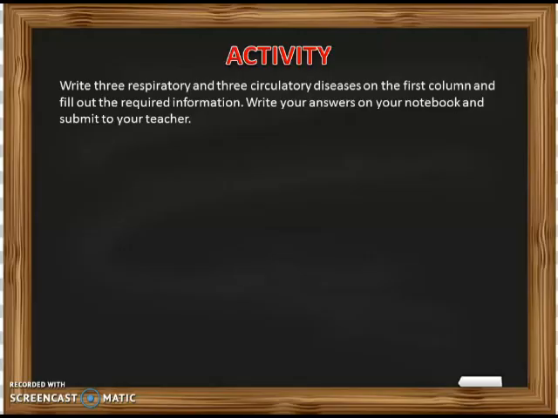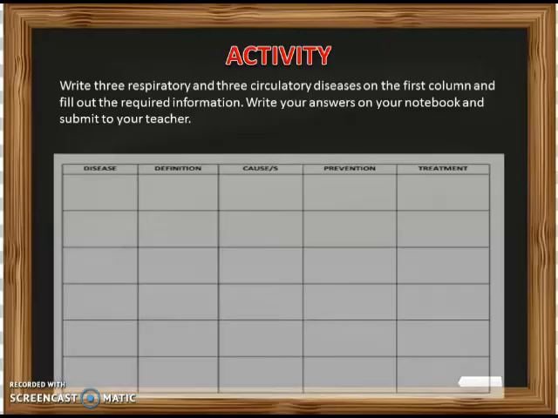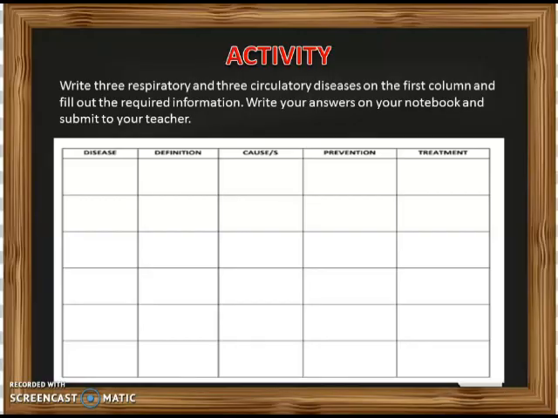For your activity, write 3 respiratory and 3 circulatory diseases on the first column and fill out the required information. Write your answers on your notebook and submit to your teacher.